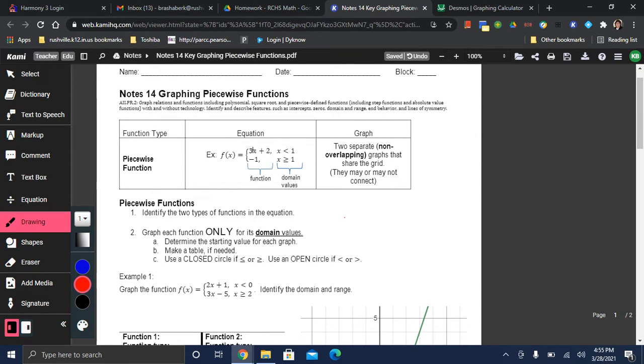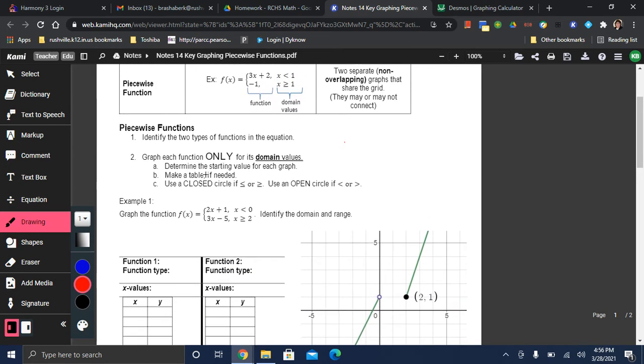Those are functions that are made up of two separate definitions. So you could have lines or parabolas or other types of graphs, and they share the same grid. They will not be overlapping, and they may connect or they may not connect to each other. So you'll see that this is what the equations or the problems will look like.